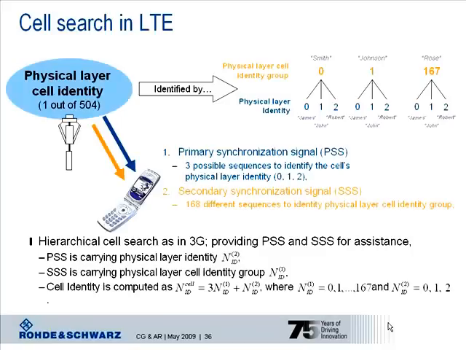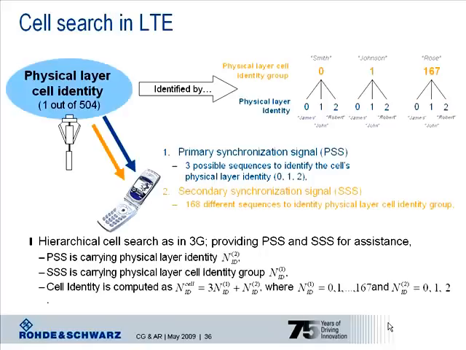Align the physical layer identity now with the most common first names, for example, James, John, and Robert. These two types of information are now transmitted using two signals, primary and secondary synchronization signal, where the primary synchronization signal contains the physical layer identity, so the first name, and the secondary synchronization signal contains the physical layer cell identity group, which is, according to our jingle, the surname.